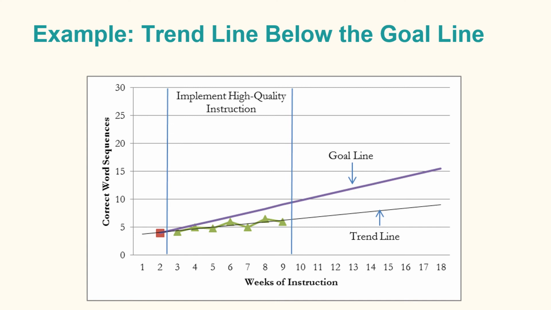The decision should be to check fidelity, and if ensured, you will change instruction. Note that the decision should not be to lower the goal or the goal line. The instructional program should be tailored to bring a student's scores up so they match or surpass the goal line. Draw a vertical line to indicate the point where you made an instructional change. Reevaluate the student's graph after 4 to 6 data points to determine whether the change was effective.